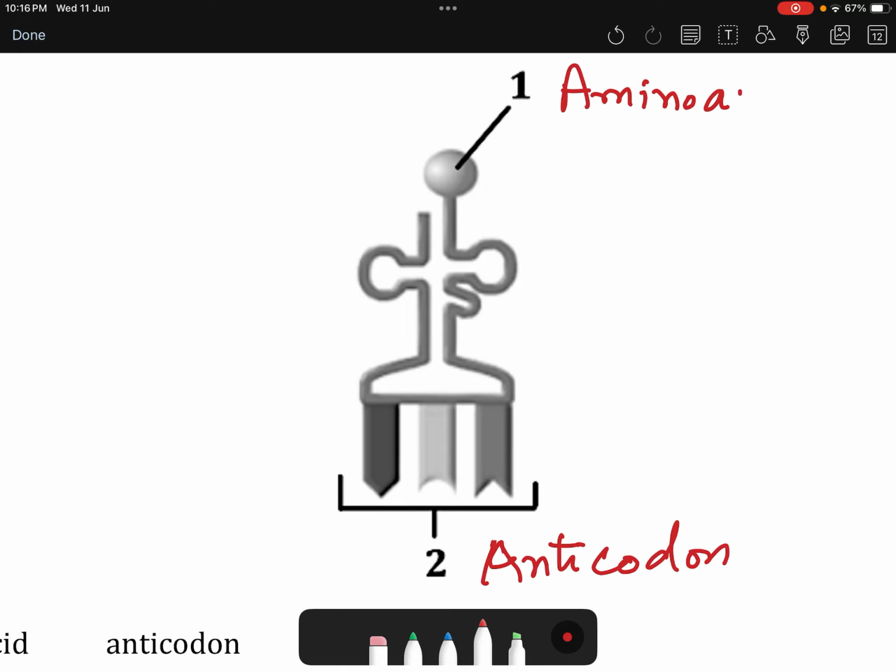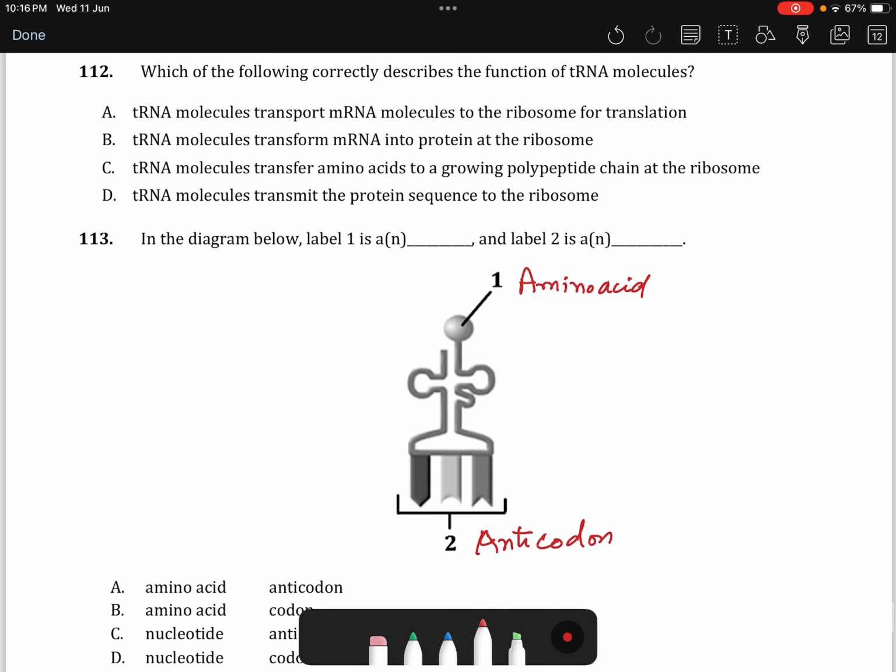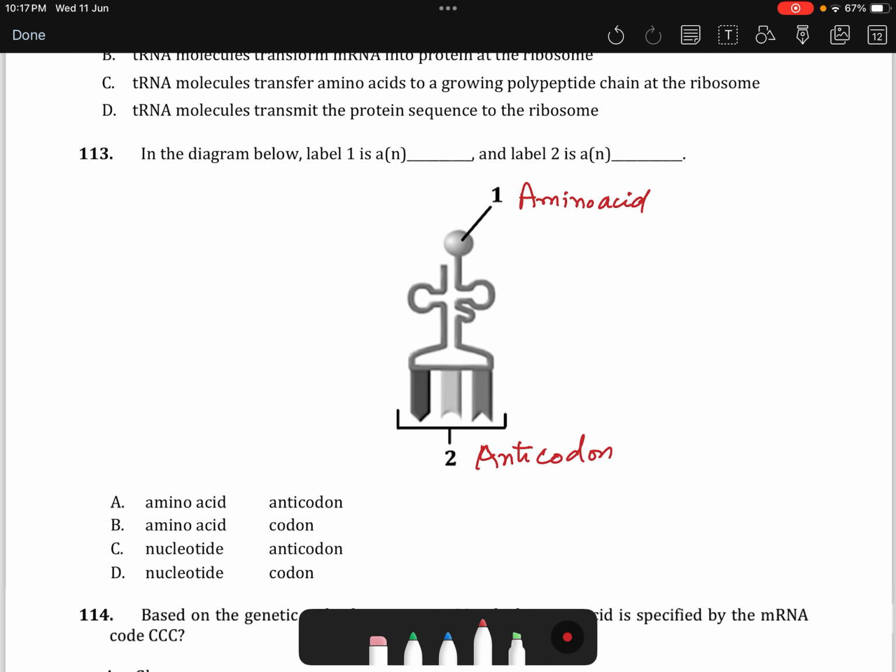We know it already. Which of the following correctly describes the function of the tRNA molecules? tRNA molecules transport mRNA molecules? No. tRNA molecules transfer amino acids to the growing polypeptide chain? Yes. tRNA molecules transmit the protein sequence to the ribosomes? No. So it's quite obvious that the answer is C, that it carries amino acids and the anticodons. We already did this.